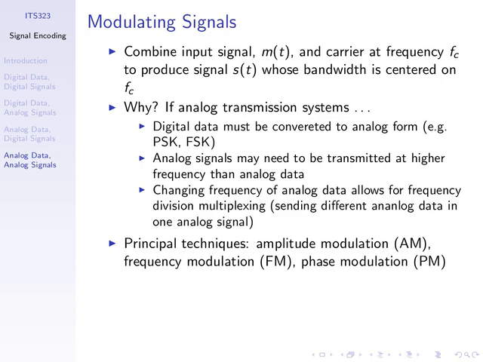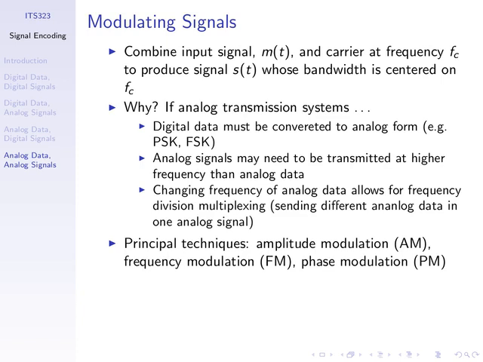A common thing we do is we modulate the signals. We take the input, say my voice, and we use a carrier frequency, another signal at a different frequency, FC, to produce the output signal that we're going to transmit. And that output signal has a bandwidth centered about the carrier frequency.